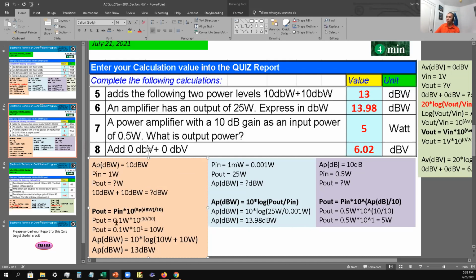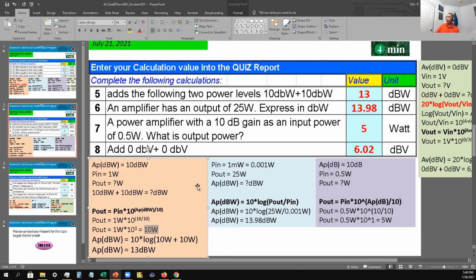So P out equals 0.01 watt. Did I put 0.1 watt? Should be 1 watt. So this is 1 watt. So 1 watt times 10 raised to 10 divided by 10. That's 10 divided by 10, that would be 1. So 10 to the 1, and that would be the same thing as 10. So 10 times 1 would be 10 watt.